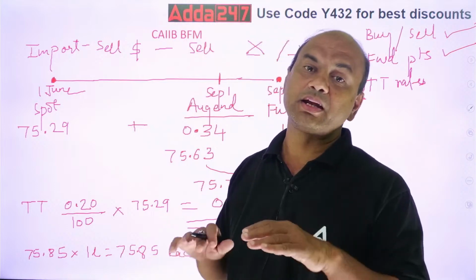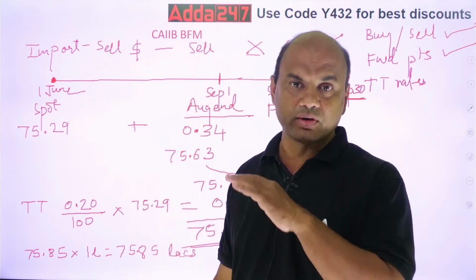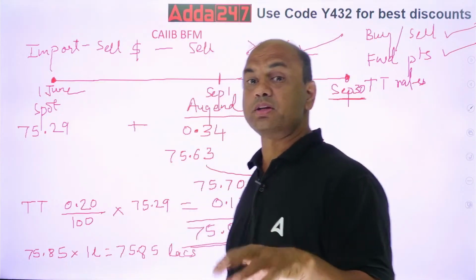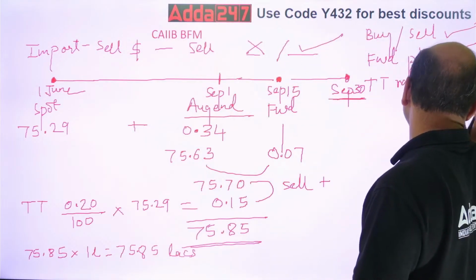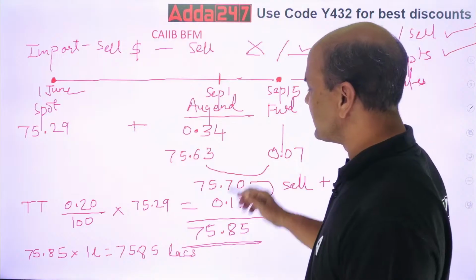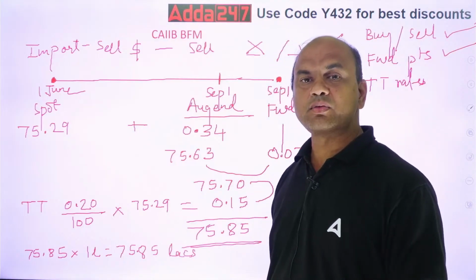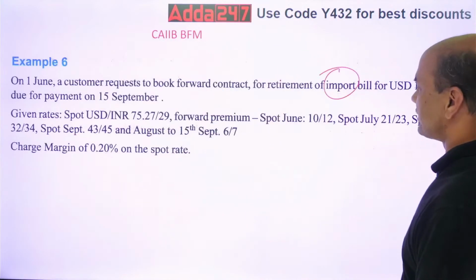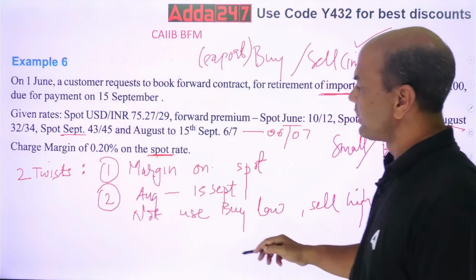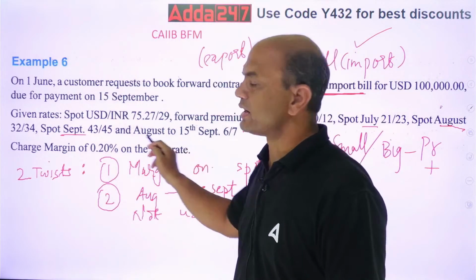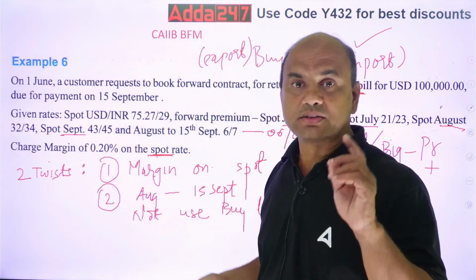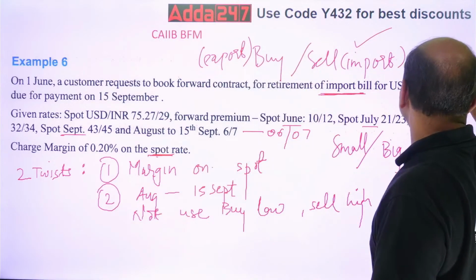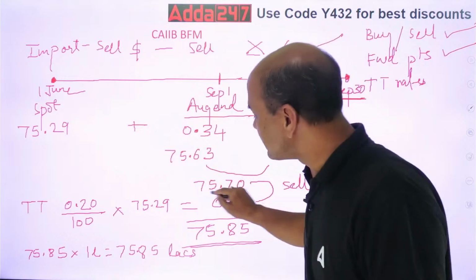So what have I done up till now? I have completed the forward rate points. But there is still something remaining. That was a twist, right? Margin. Generally, whenever we calculate the TT margin, in this problem, what is given? Margin is to be calculated on the spot rate. It's clearly mentioned. Generally, we don't do this. Generally, we calculate it on this last rate, 75.70.